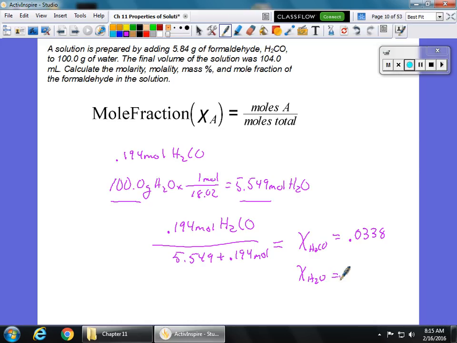So sometimes we want to look at the mole fraction of the actual solvent if we're doing something like Raoult's law for vapor pressure. If we subtract, that's 0.9662. This is a unitless number, and again, it should add up to be exactly 1 because it is a mole fraction. And that's it. We'll explore some other example problems a little later.